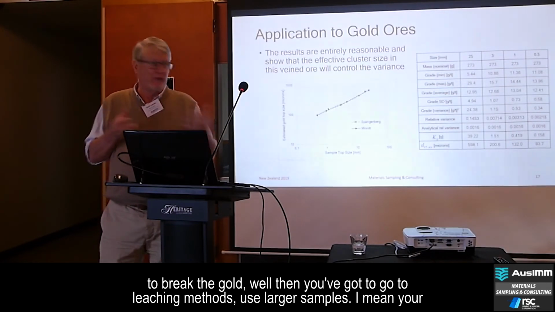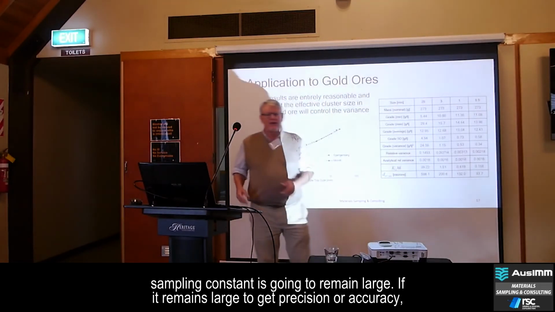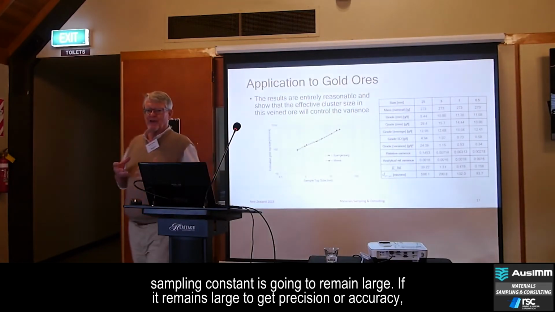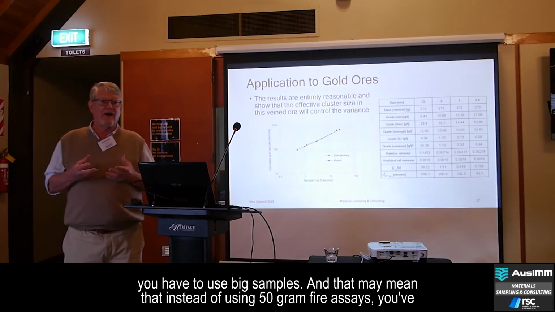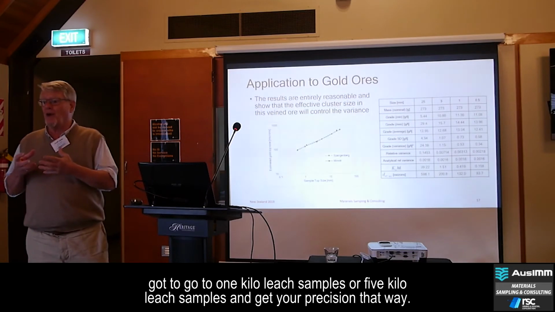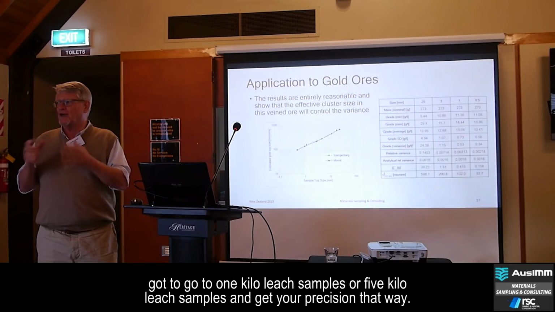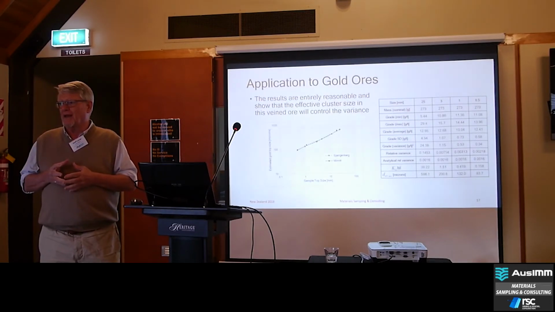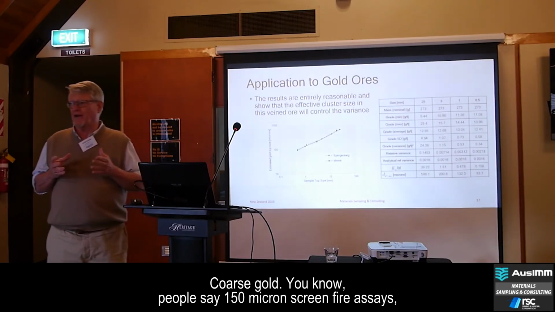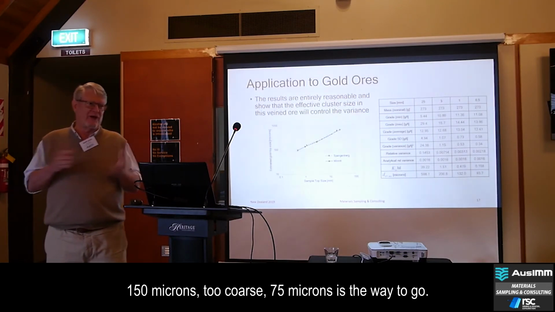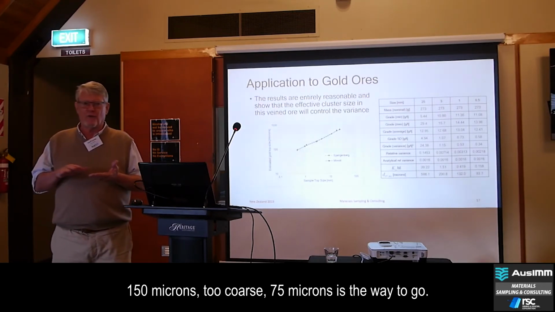Use larger samples. Your sampling constant is going to remain large. If it remains large, to get precision or accuracy, you have to use big samples. And that may mean that instead of using 50-gram fire assays, you've got to go to 1 kilo leach samples or 5 kilo leach samples and get your precision that way. Coarse gold, you know, people say 150 micron screen fire assays. 150 microns, too coarse. 75 microns is the way to go.